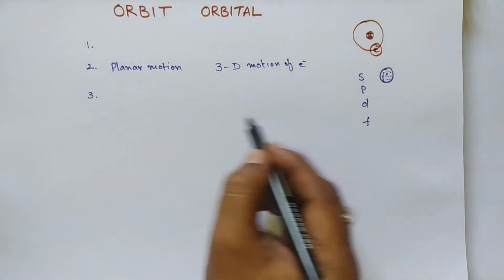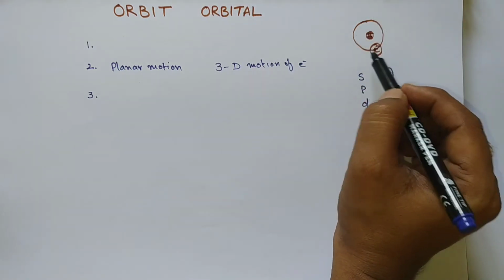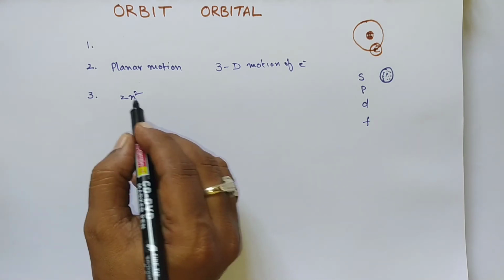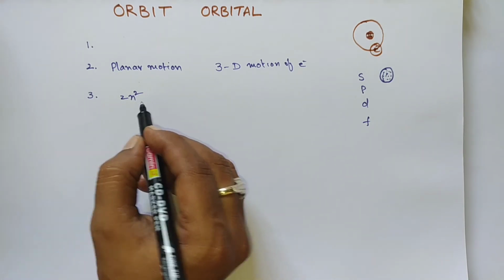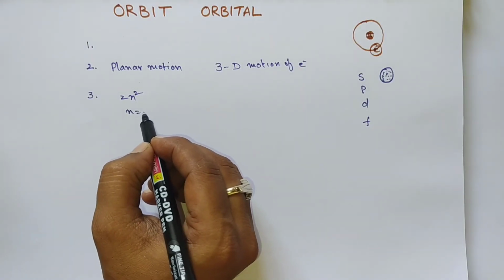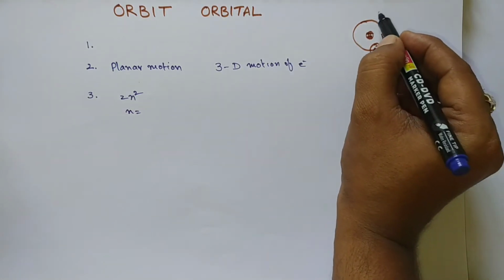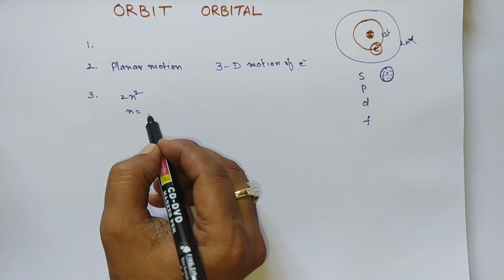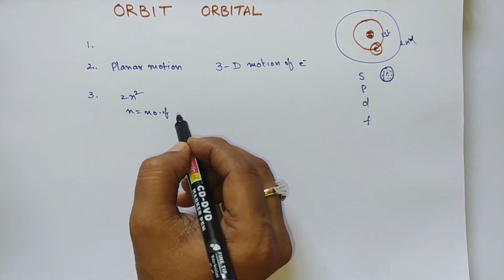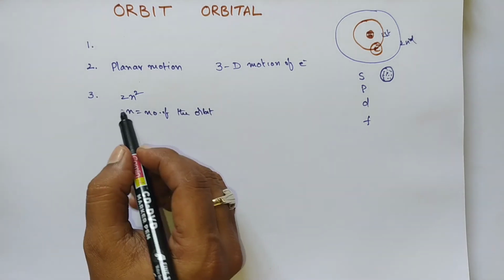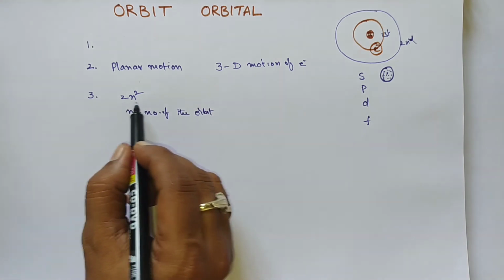And next one, the maximum number of electrons present in a given orbit is given by 2n square. Here n is equal to the number of the orbit. This is the first orbit, and if you consider the next orbit, this is the second orbit. Like this, n is equal to the number of the orbit. So, the number of electrons present in an orbit is given by 2n square.